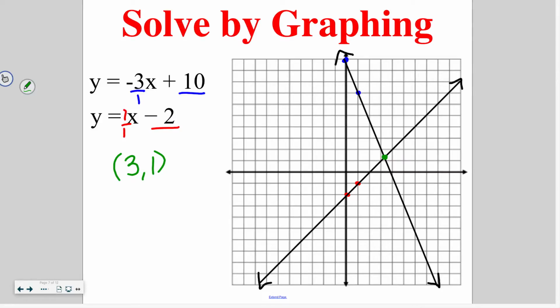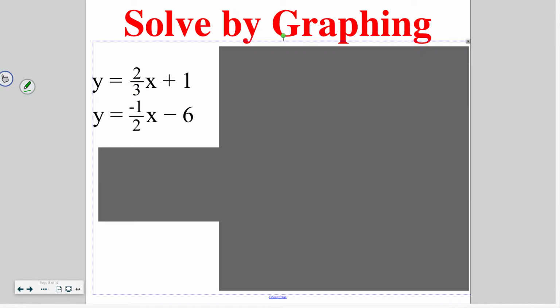When I am grading these, both on your homework and on your test, I will give you a plus or minus 1 in either direction. So for example, if you had said (4, 1), I would have accepted that answer, or if you would have said (3, 2), I would have accepted that answer. So there are some variations that you can do and still get the answer correct with graphing. Go ahead and try this one on your own.